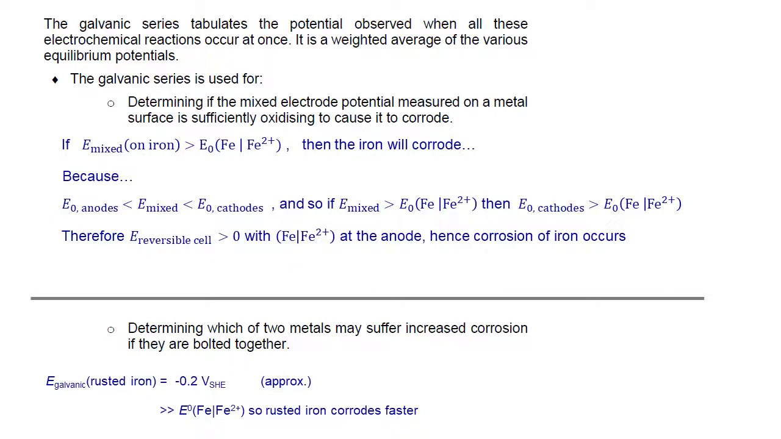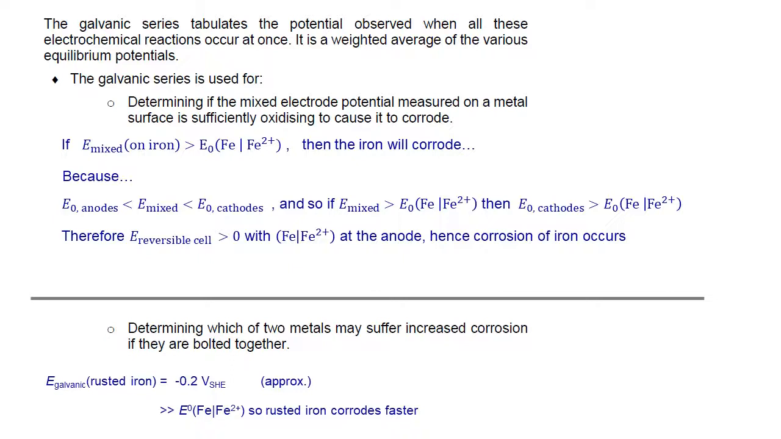Conversely, if the mixed surface potential is lower than the metal equilibrium potential, then the only electrochemical processes which have a positive reversible cell potential and will proceed involve the metal being at the cathode. So in that case, if the mixed surface potential is lower than the metal equilibrium potential, corrosion is predicted to not happen. Okay. On the bottom of page 20, there are a couple more comments about the mixed surface potential.